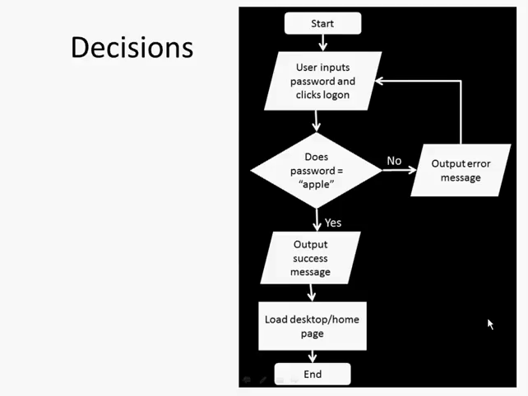And computers have to make lots of decisions as well. So here on the right hand side we've got a flowchart depicting an algorithm that might be in place for system security, so a computer login, for example. So user inputs password and clicks log on, and then we come to this diamond shape, which in a flowchart means a decision. Does password equal Apple? If the answer is yes, output a success message and load their desktop. If the answer is no, we output an error message and start again.